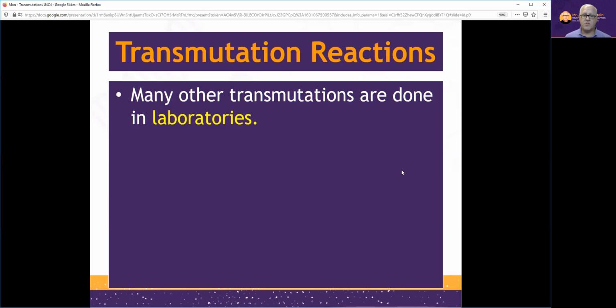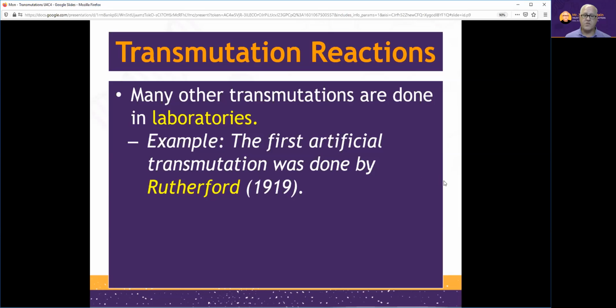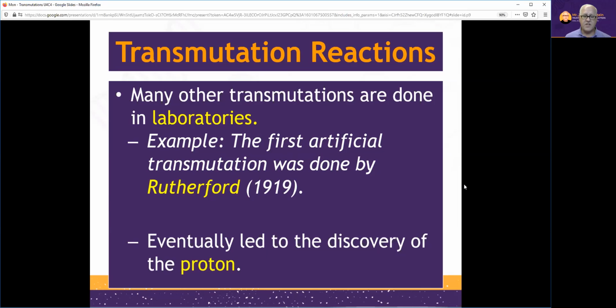Many other transmutations are done in the laboratory. For example, the first artificial transmutation was done by Rutherford in 1919. This eventually led to the discovery of the proton. And here, he took nitrogen-14 and a helium particle and created fluorine.